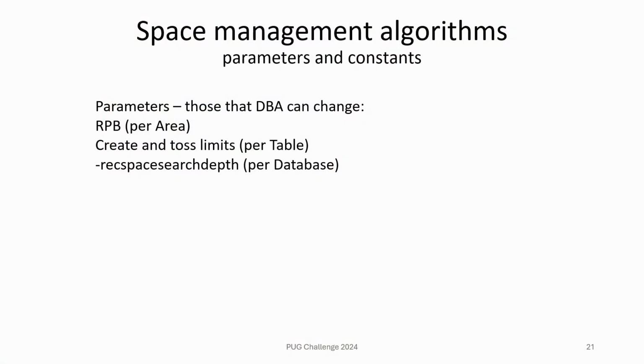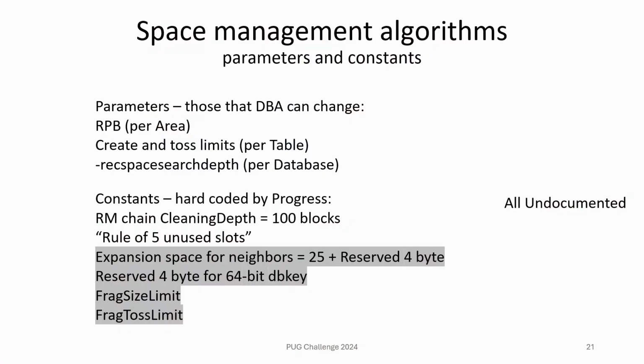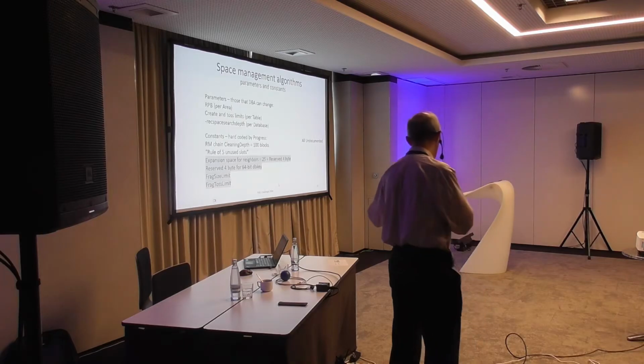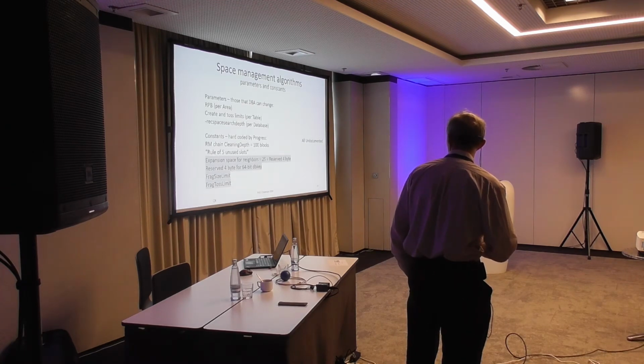And here are the space management algorithms that we know. Obviously, the RPB, which is records per block, and this is obviously a per area parameter, create and toss limits, which are per table, and this parameter, which is one for the database. But also there are a bunch of undocumented parameters. Some of them I mentioned already, like the cleaning depth of 100 blocks, and the ones that are highlighted in black are related to the large record creation algorithm. And also there is a rule of 5 unused slots, which I will show on the next slide.